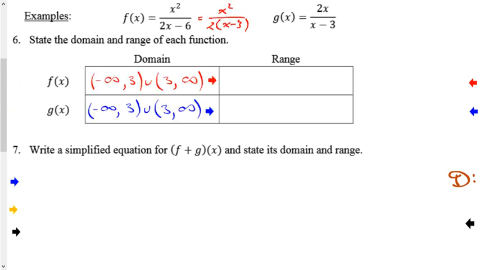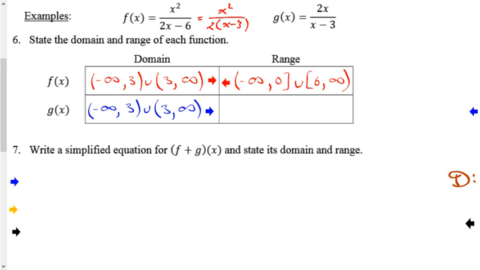There I have my domains for the functions, and they both have the same domain. Neither is defined when x is equal to positive 3. I factored the f of x function to make it a little bit easier for me to see that restriction. And then for the ranges, the first one, we get a range that looks like this: negative infinity up to 0, and then from 6 to positive infinity, including the 0 and including the 6.